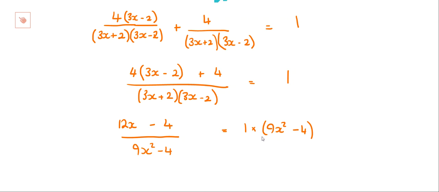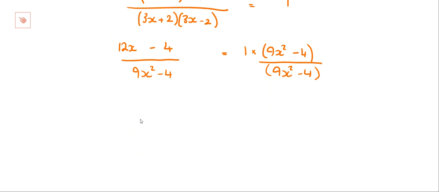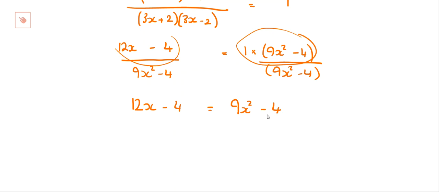But what we actually end up with, you see, whether we do the equivalent fractions thing, so we've got the 1 times all of this is 1, so we've still got 1. Whether you do it that way, or whether you multiply by this to get rid of it on this side, what you end up with is 12x minus 4 equals, so the top equals, so I'm just going to write 9x squared minus 4. See, this is where I got to. Got to that point? Yeah. And if you got to that point, great. Alright?